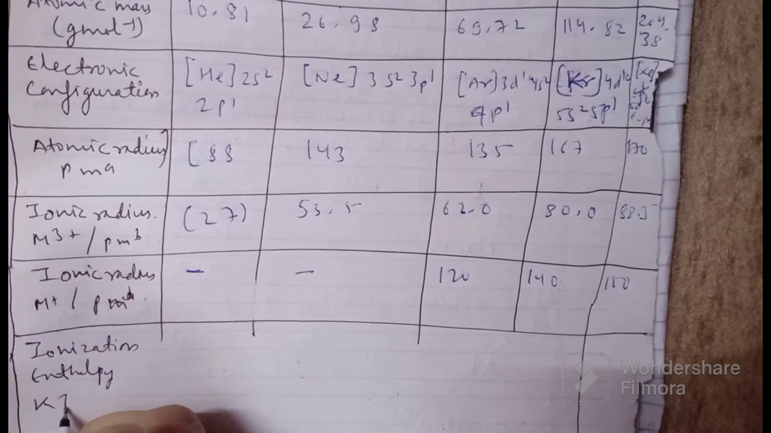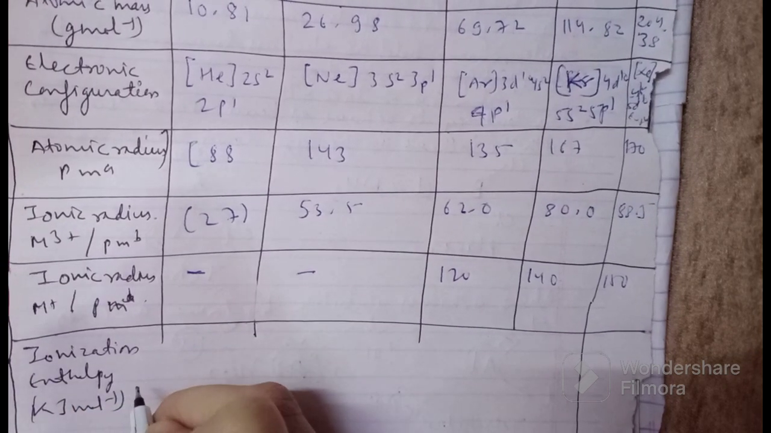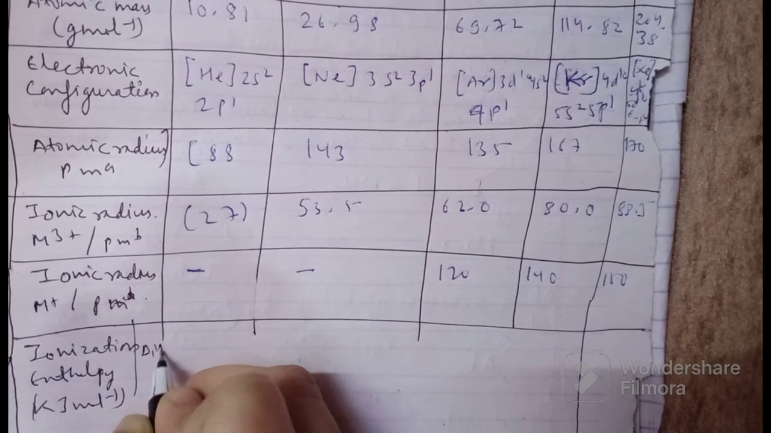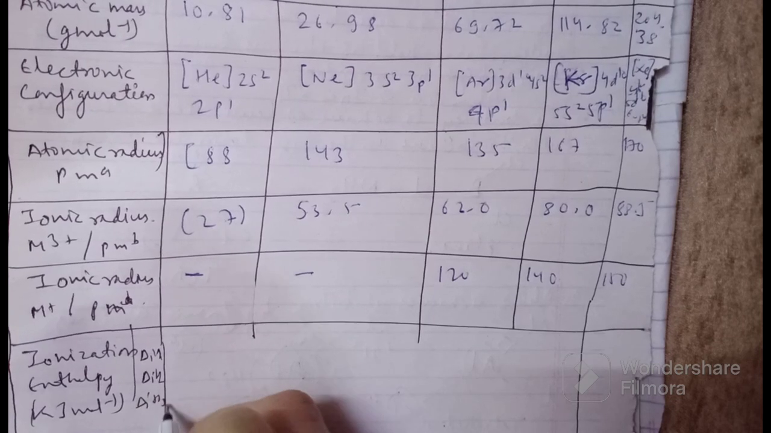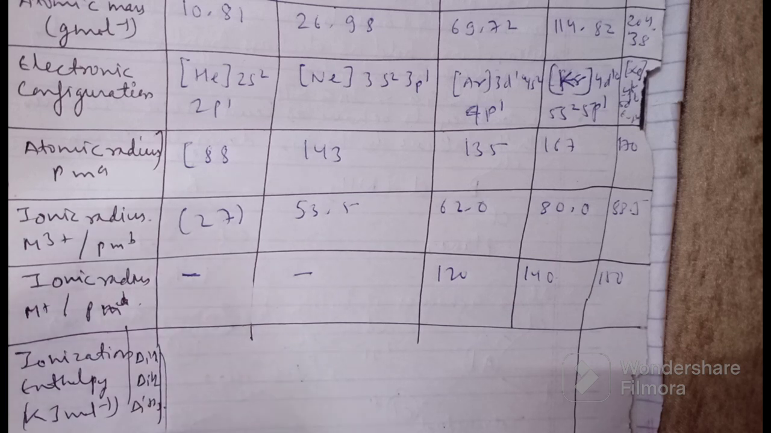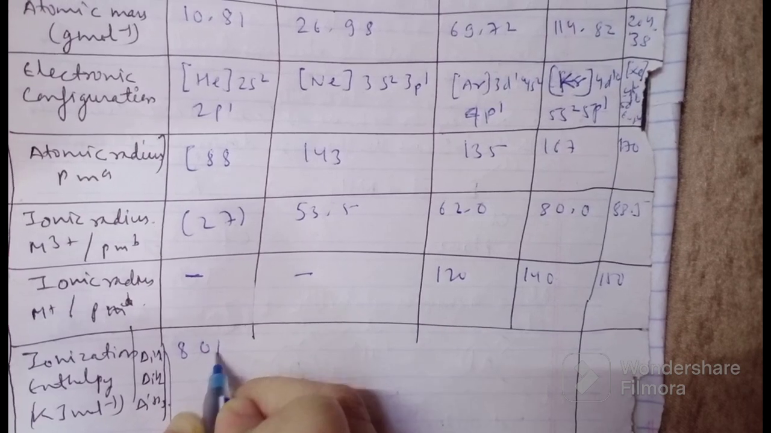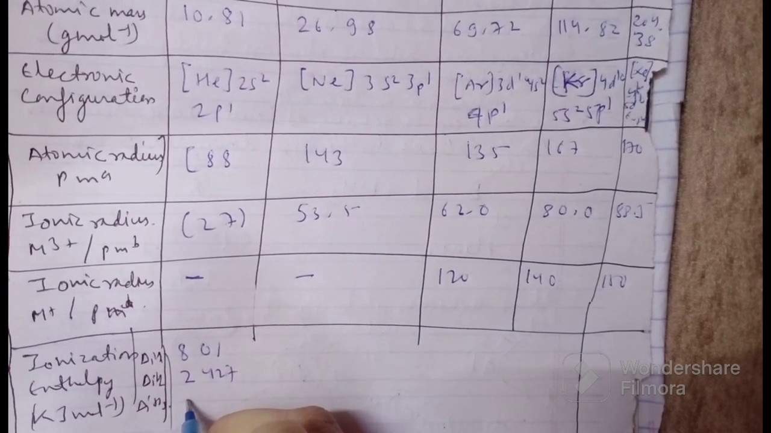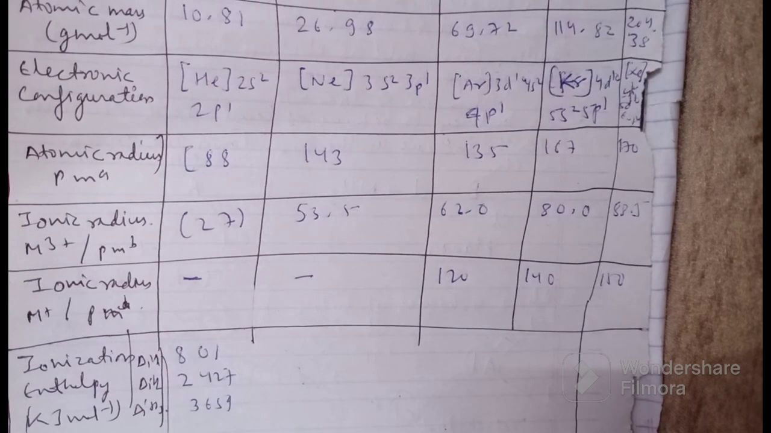In terms of kilojoule mole inverse, so delta H1, delta H2 and delta H3. For boron, it will be different: for delta H1 it is 801, delta H2 is 2427, and for delta H3 it will be 3659. Okay.